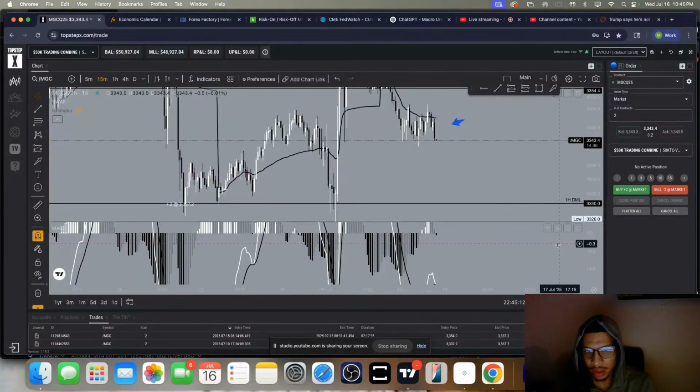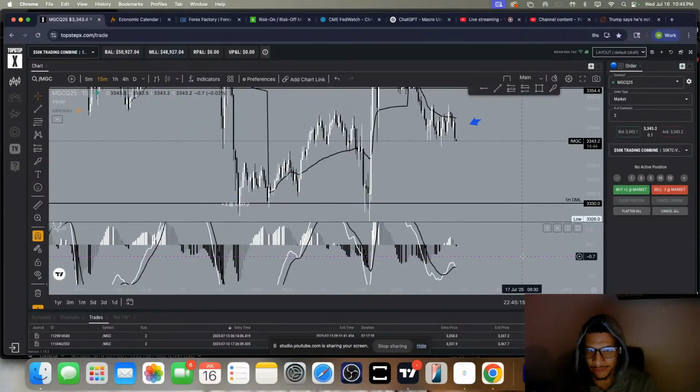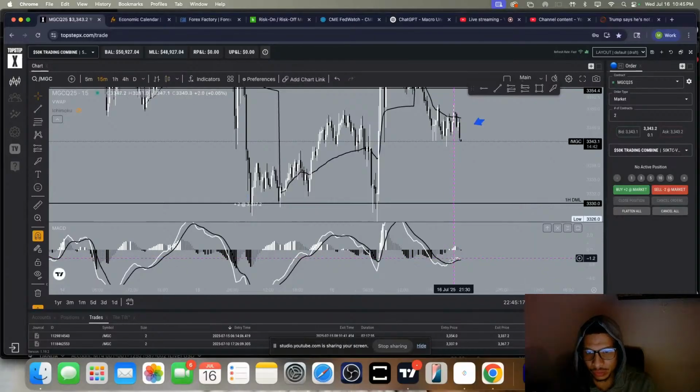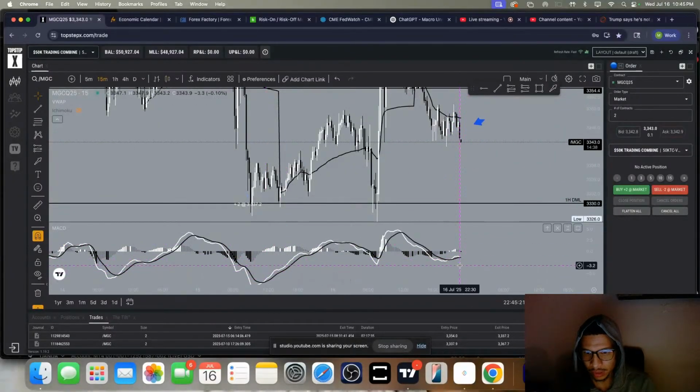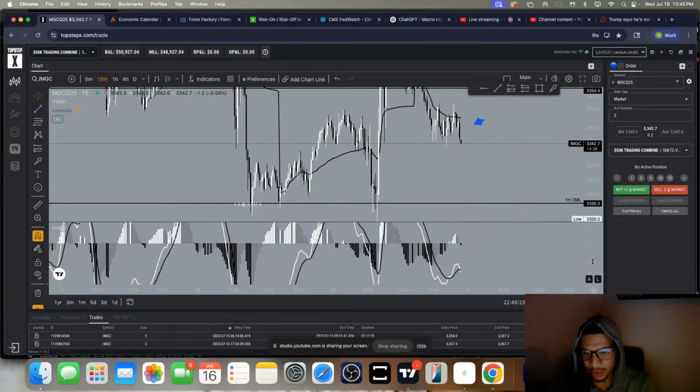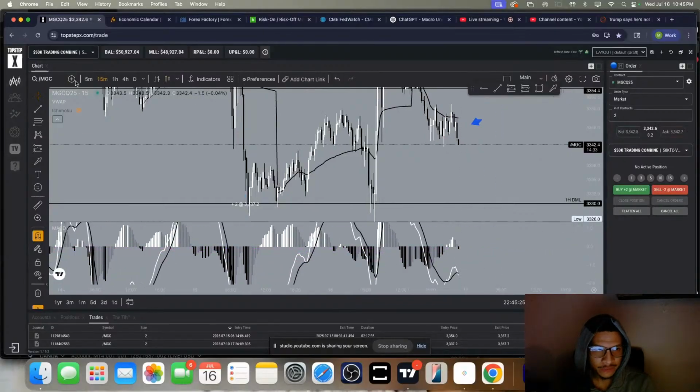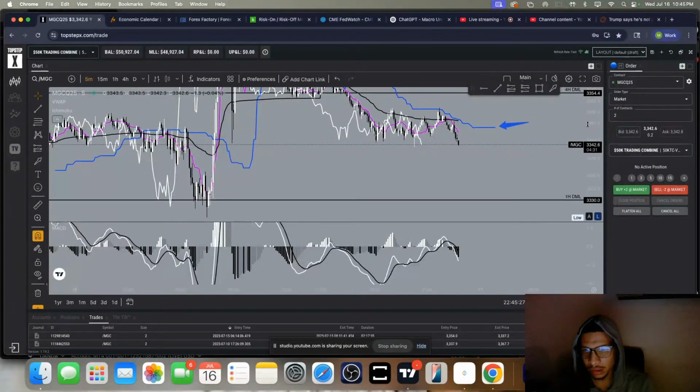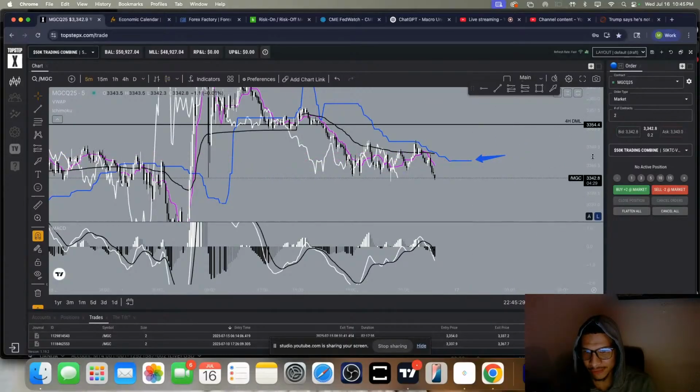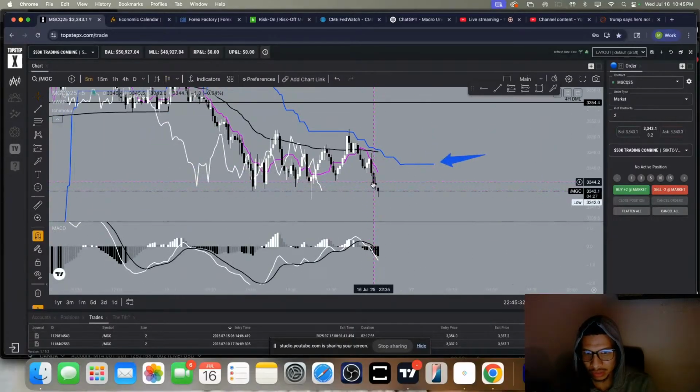Let me see my 15 minute. 15 minute relativity is not an issue. So my MACD down here has gotten lower before, and so it's not an issue for me right now. I'm getting fresh volume on this 15 minute. Haven't got that shift yet, even though price is pushing down. Right, I haven't got that shift yet.